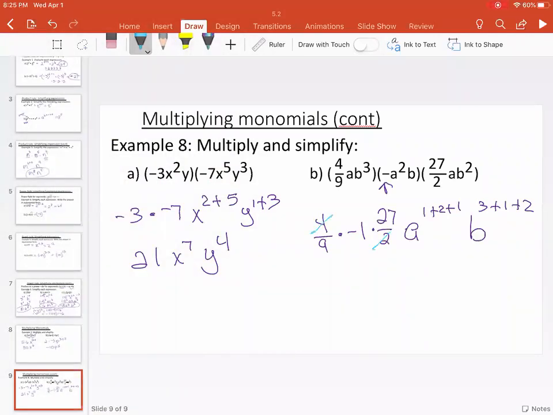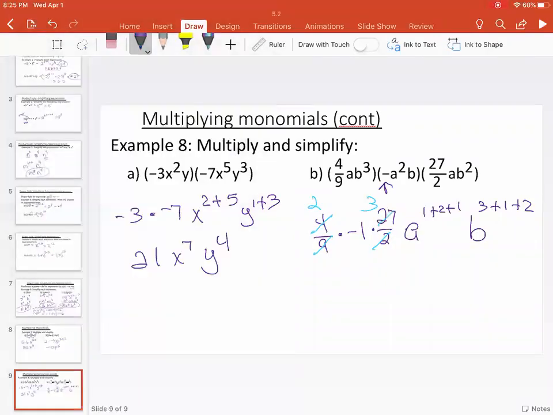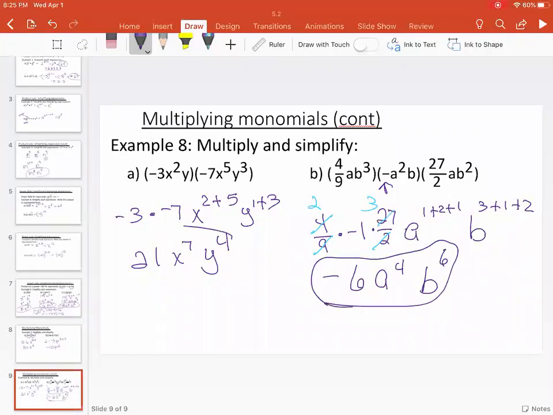Now, if I look closely, I see that I can cancel here. So I'm just left with 2 times negative 1 times 3, which is negative 6. Add my a's, add my b's. And that is your lecture for 5.2.